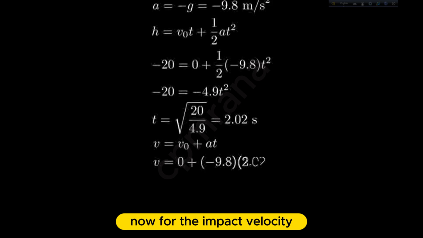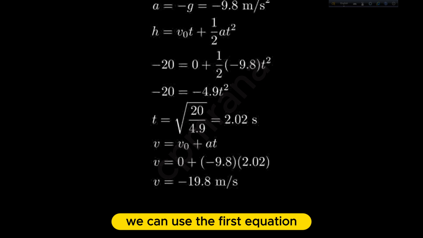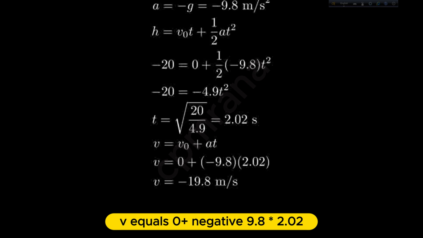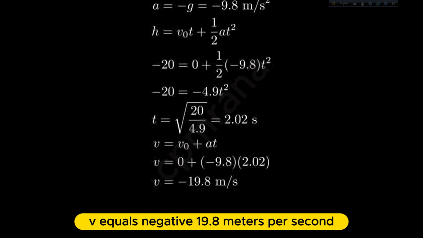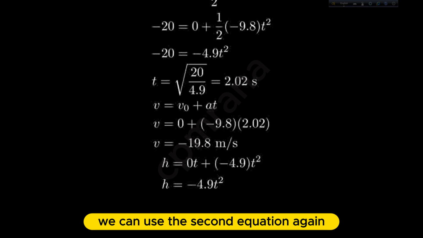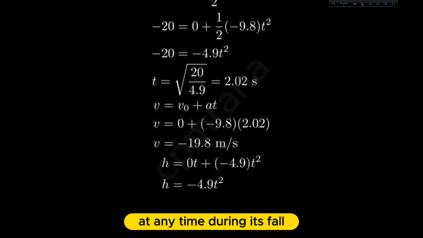Now for the impact velocity, we can use the first equation. v equals v0 plus at, plugging in our values. v equals 0 plus negative 9.8 times 2.02, v equals negative 19.8 meters per second. Finally, for position at any time, we can use the second equation again. h equals 0 t plus negative 4.9 t squared. This gives us the height of the ball at any time during its fall.